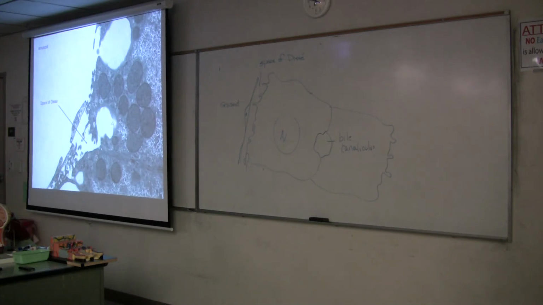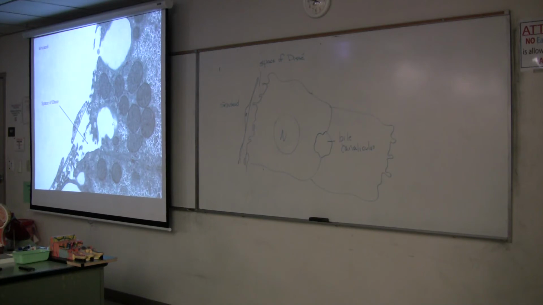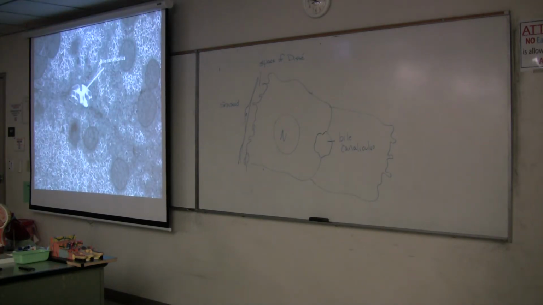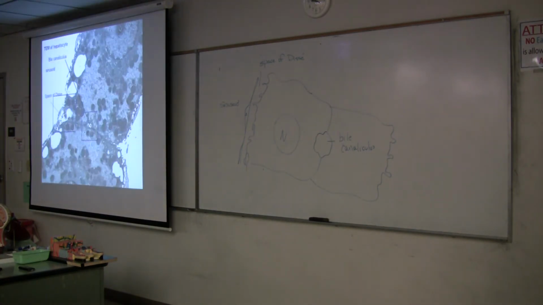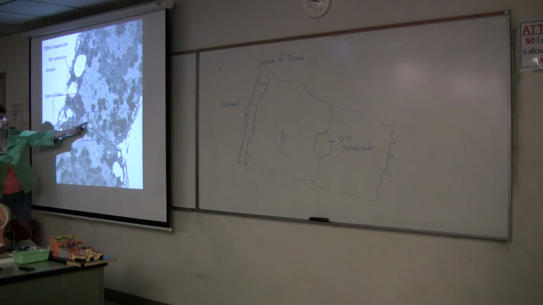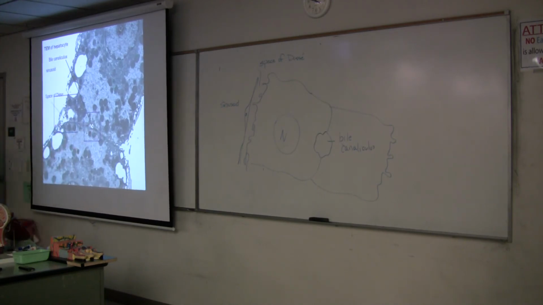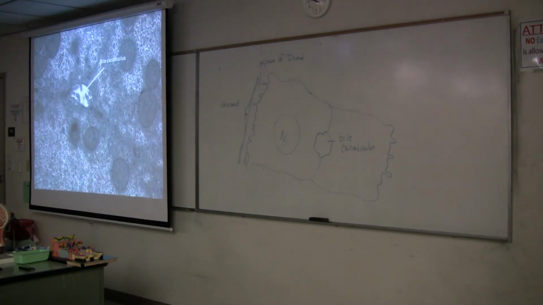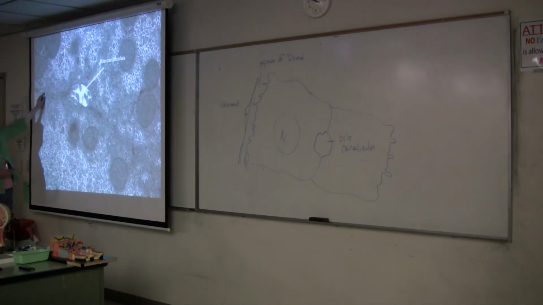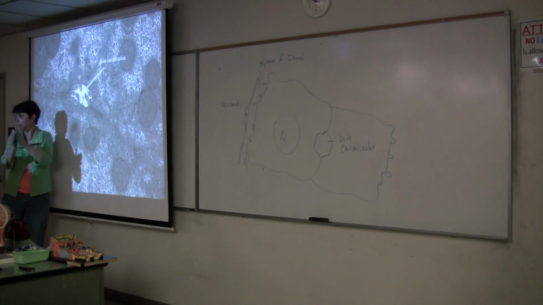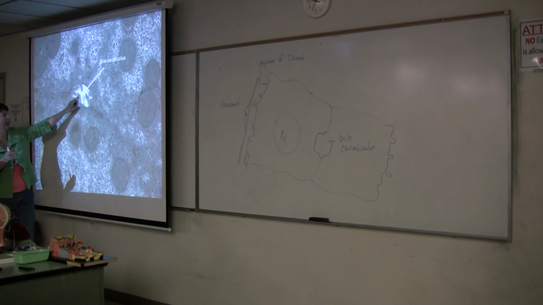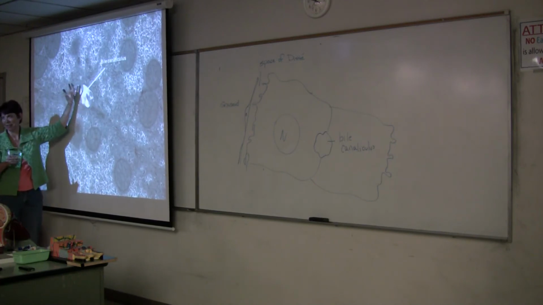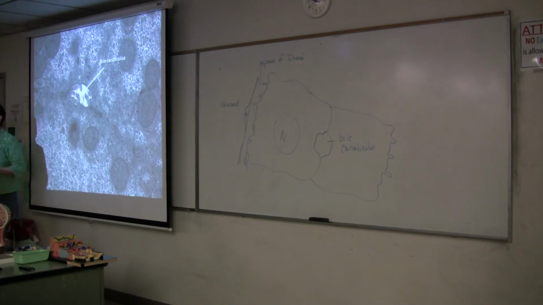So if we go back to low power, you can see it right here. All right, and then in high power, you can see it here. So here are desmosomes holding the basal membrane of the two hepatocytes together, except at this point, and they actually have some folds here as well. So that would be a cross-section through a bile canaliculus.